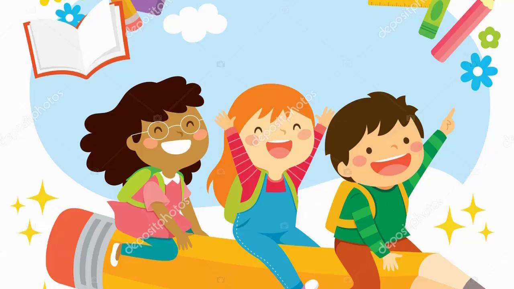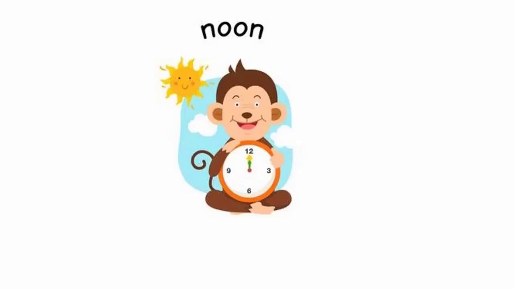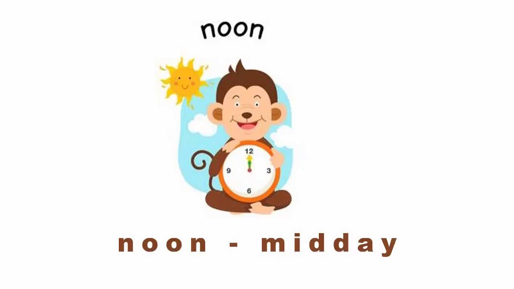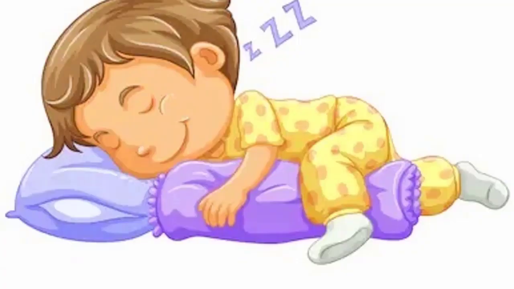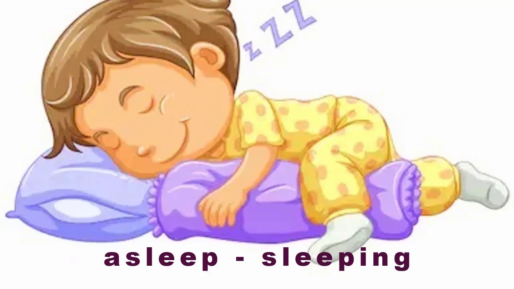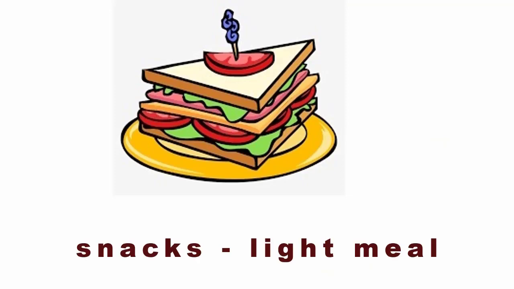So, learn the sentences very well for dictation. Now it is time for us to learn some words from Unit 5 with their meanings. First word is noon. Noon means midday. M-I-D, mid, D-A-Y, day, midday. Second word is watch. Watch means to look at. Then asleep. Asleep means sleeping. S-L-E-E-P-I-N-G, sleeping. And the last word is snacks. Snacks means light meal. L-I-G-H-T, light, M-E-A-L, meal, light meal.